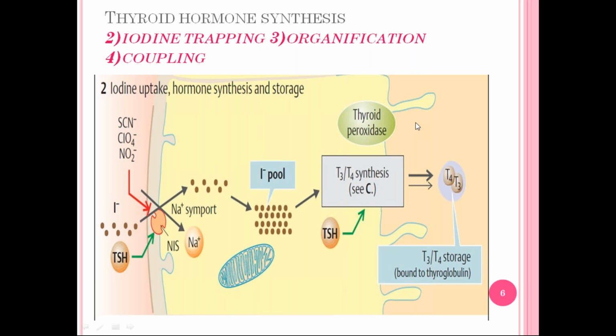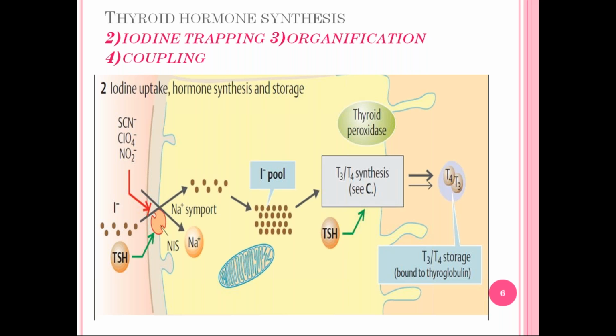When iodine gets attached to a tyrosine residue, if only one iodine molecule is attached, it forms monoiodotyrosine. When two iodine molecules are attached to the tyrosine residue, it is called diiodotyrosine. That is with the help of thyroid peroxidase.